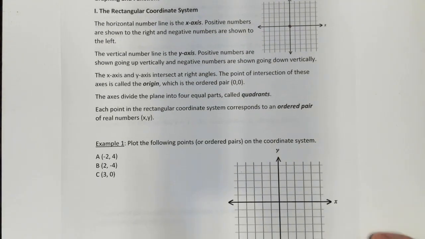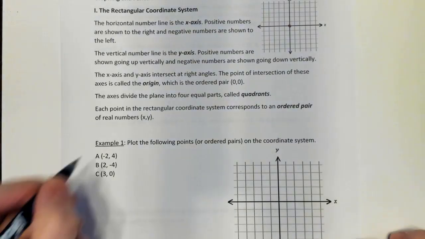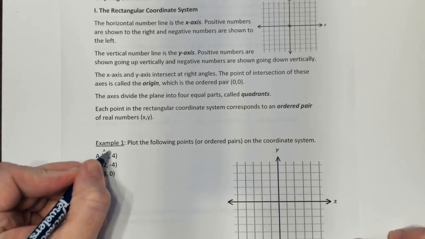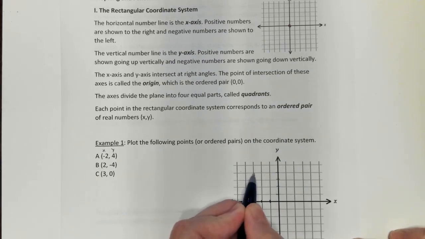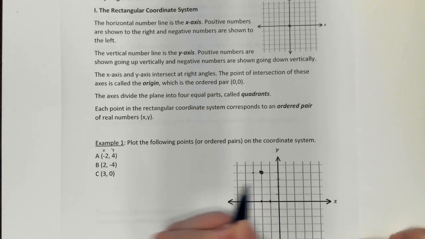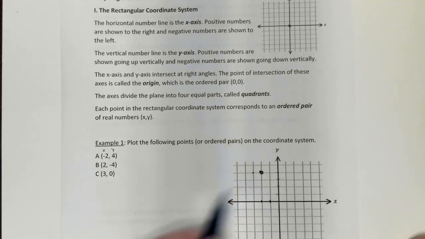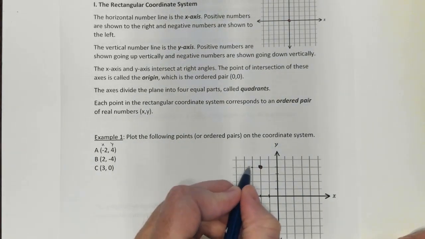The first one, (-2, 4). Of course, what that means is the x coordinate is negative 2, the y coordinate is 4, so minus 1, minus 2, and we're going to go up 4: 1, 2, 3, 4. So this is the point (-2, 4). And we can label that point A.